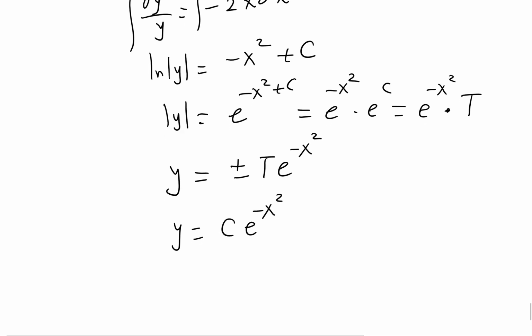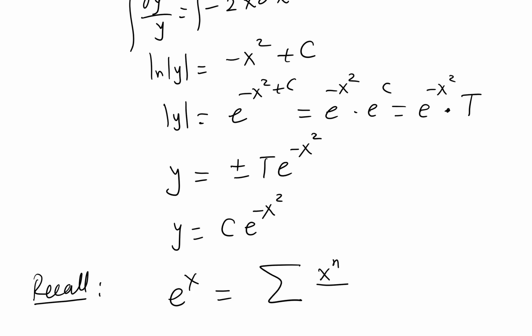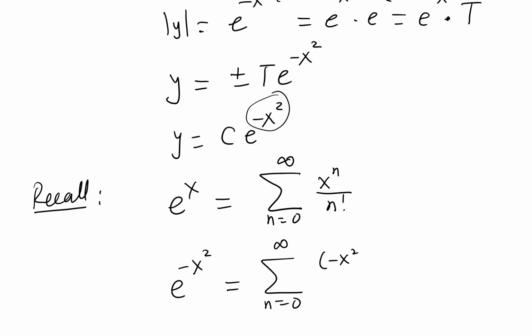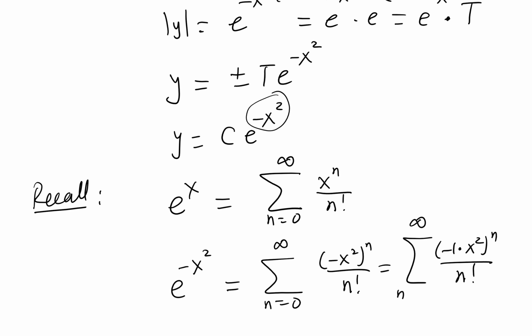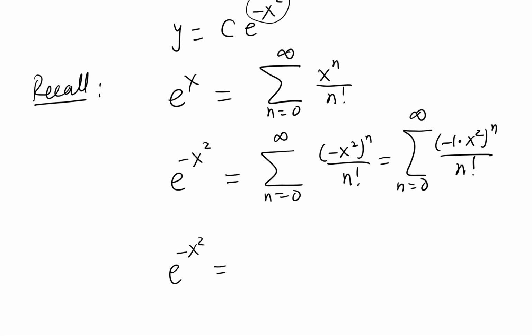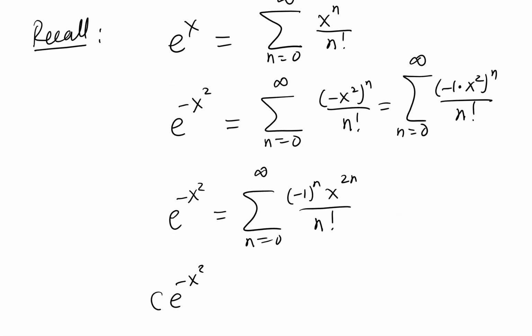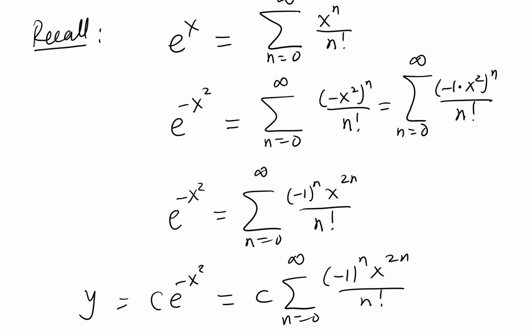Constant times this. But recall from the table that we started with that e to the x can be written as the sum of x to the n over n factorial, and n goes from 0 to infinity. If you look in the table I started with today. And now look what I'm going to do. I see negative x squared, so I replace x with negative x squared. And this can be rewritten as negative 1 times x squared to the n. So what do we get? E to the negative x squared equals the sum n equals 0 to infinity, negative 1 to the n x to the 2n over n factorial. If you multiply both sides by the c, the constant, we get c e to the negative x squared is c times the sum. This is the y. That's exactly what we got, remember?